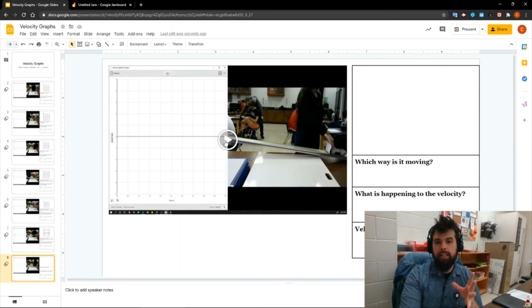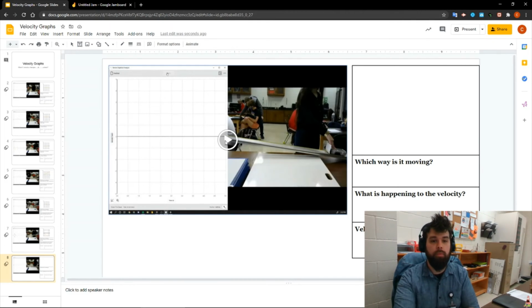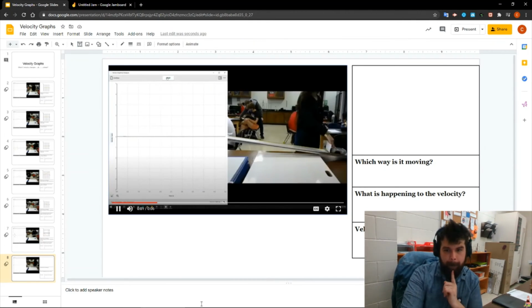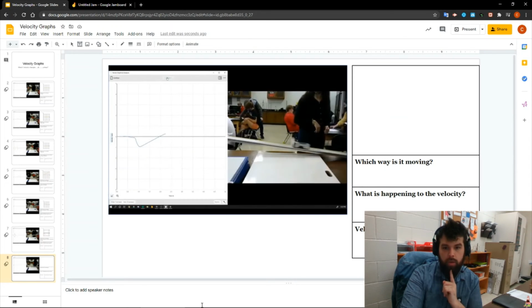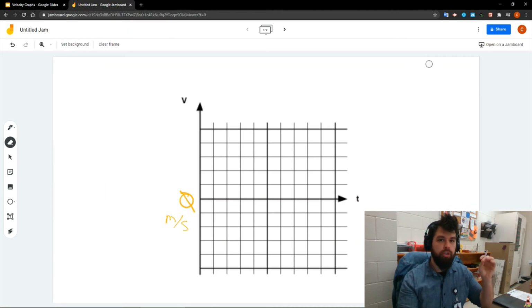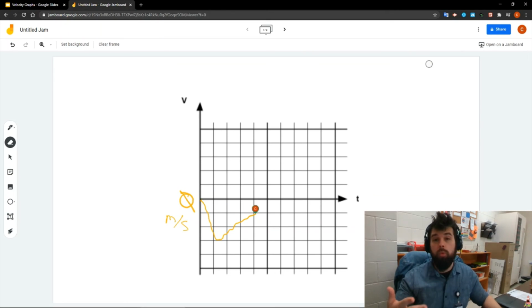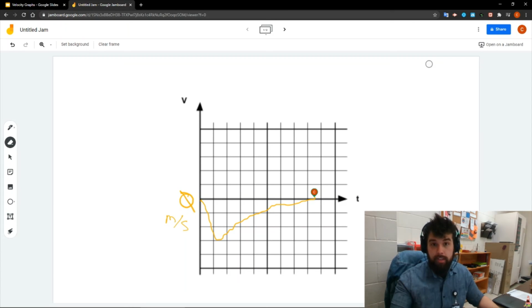Okay, and finally, let's look at what happens when we move up a ramp and then back down, but it's to the left. Let's see what happens. Oh, interesting. Okay, so let's go graph that out. So it looks like we started out heading towards the negative very steeply, and then slowly as we went down the ramp, we got closer to 0.